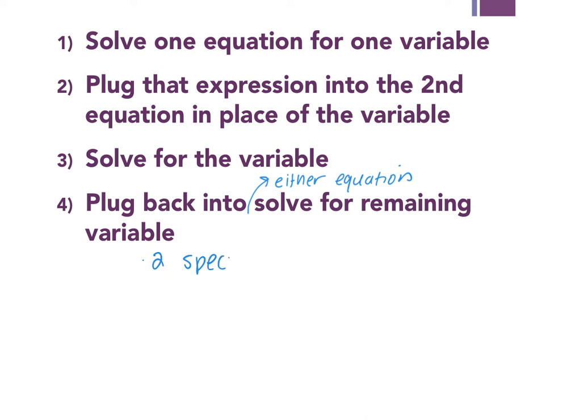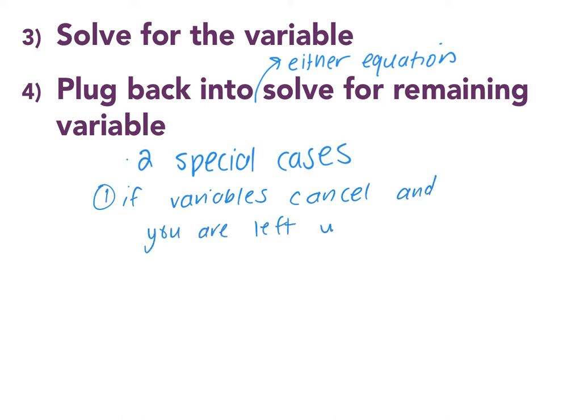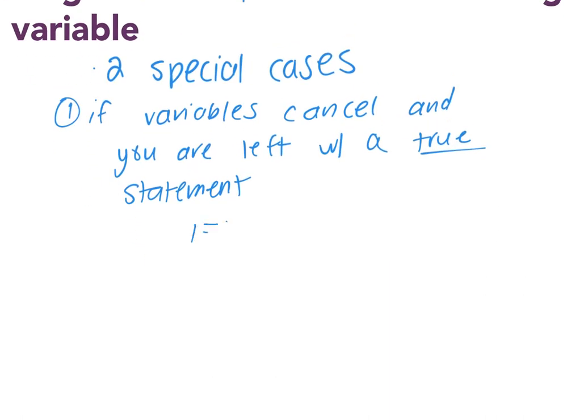Special cases with these. The first is if the variables cancel and you are left with a true statement, like 1 equals 1 or 0 equals 0, right? Those would be true statements with no variables. This solution is all real numbers.